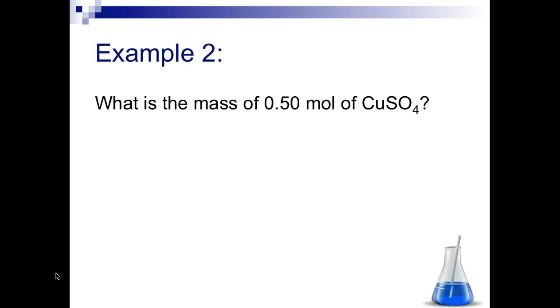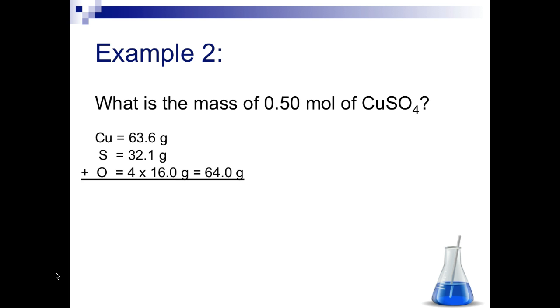All right, let's look at example 2. Example 2 is what is the mass of 0.5 moles of copper 2 sulfate. So we're going to have to total up our mass, and we get 159.7 grams per mole. Then the next thing we're going to do is set it into our formula. 0.5 moles is going to be equal to some mass, X, over 159.7 grams per mole.